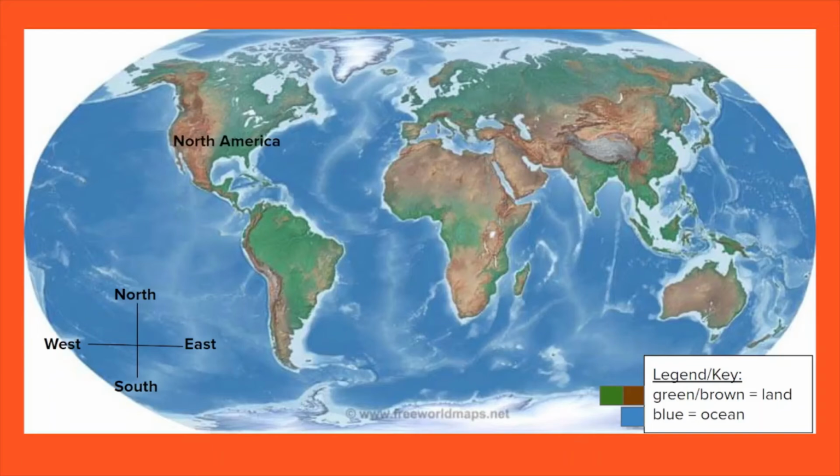Now we are going to learn about the continents. Let's start with North America. North America includes Canada, the United States, Mexico, and even Central America. Then we have South America. We have the continent of Africa, Europe, Asia, Australia, and Antarctica. 7 continents. 7 continentes.